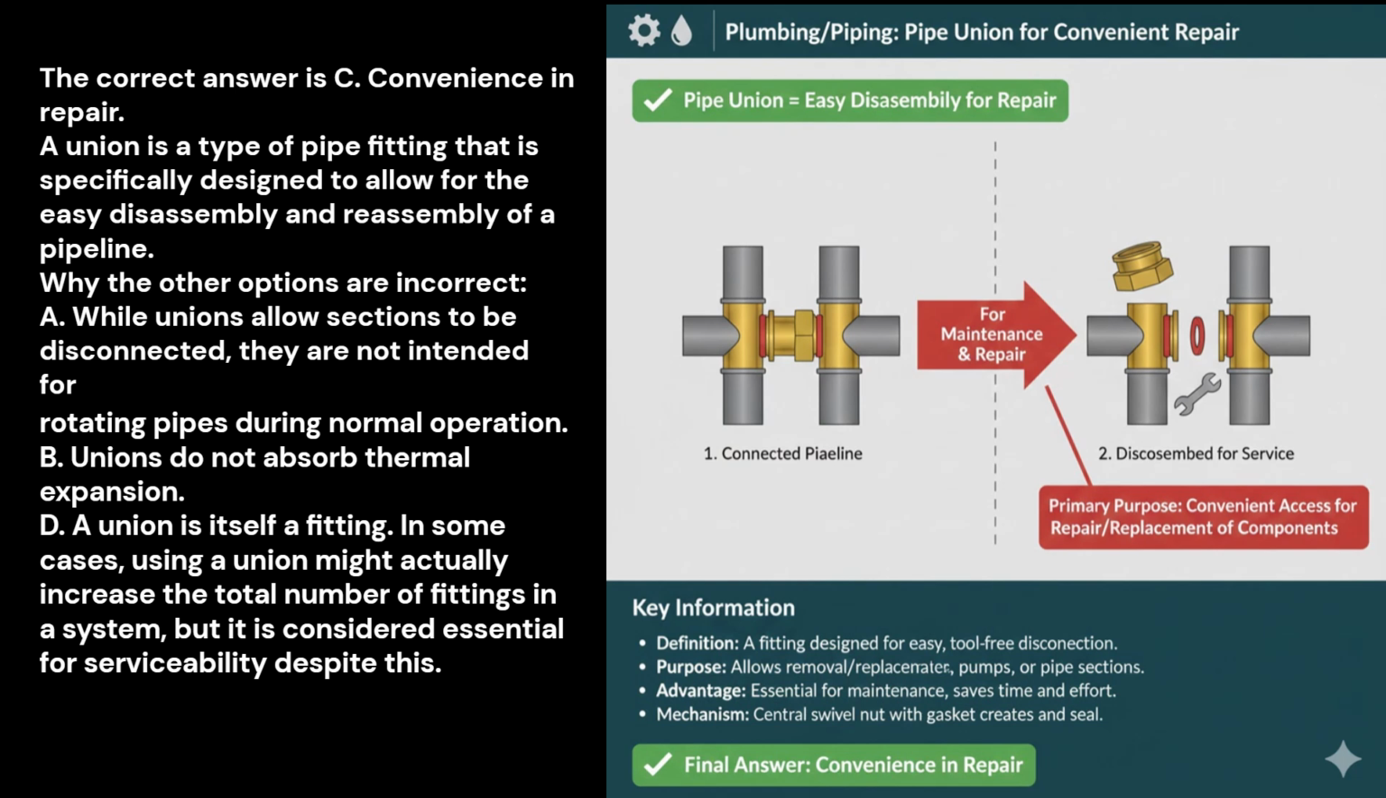Why the other options are incorrect? A. Ease in rotation of pipes. While unions allow sections to be disconnected, they are not intended for rotating pipes during normal operation. Their purpose is for disassembly during maintenance. B. Lessen the effect of thermal expansion of pipes. Unions do not absorb thermal expansion. Expansion loops, offsets, or expansion joints are used for that purpose.